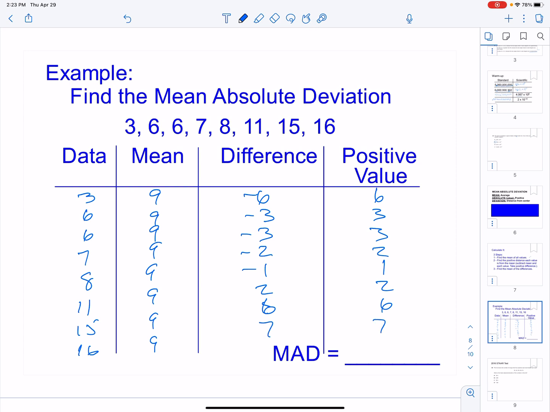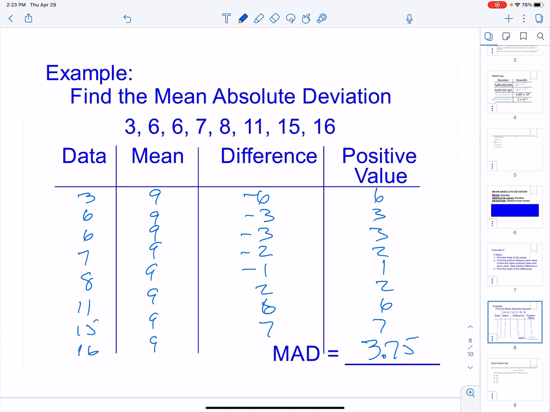Now once you've done that, you're going to take all these positive values, add them up, and find their average, their mean. So 6 plus 3 plus 3 plus 2 plus 1 plus 2 plus 6 plus 7. Enter. You get 30. And again, we're going to divide that by 8 because there's 8 numbers, and you end up with 3.75. That is the mean absolute deviation of that set of data. And that's all there is to it.